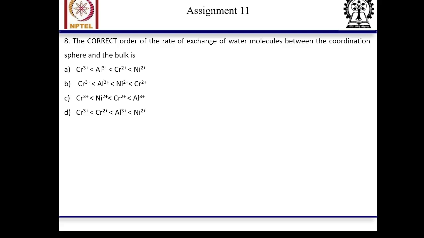Okay, Rupali ma'am is saying no idea, no problem. So he's saying first chromium 3 plus and then chromium 2 plus, aluminum 3 plus, and that is not the correct answer. Can you tell me the reason behind saying that D is the correct answer?